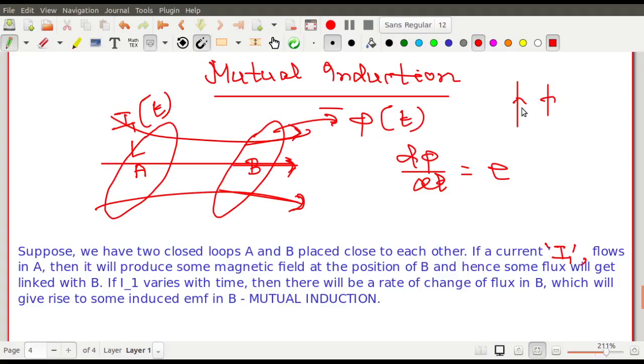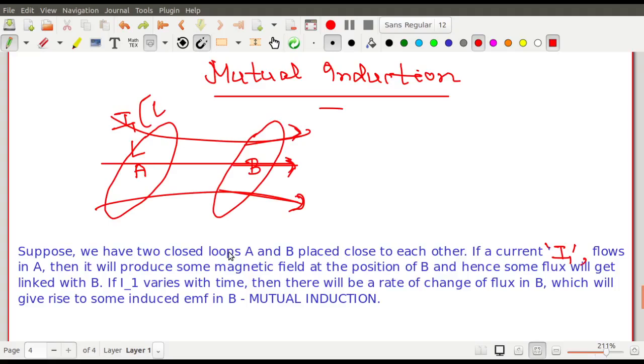So Lenz's law will oppose its own cause. That is why if the current over here is anti-clockwise, then in this one the current must be clockwise. So that's why you decide the current in the two conductors.